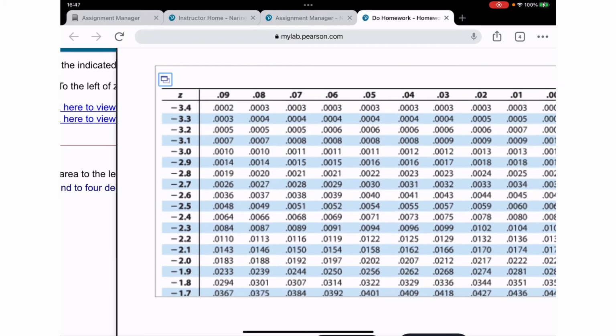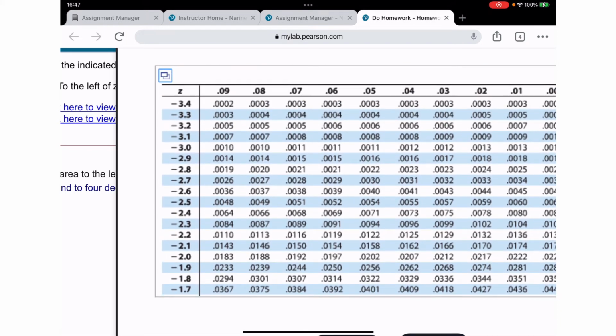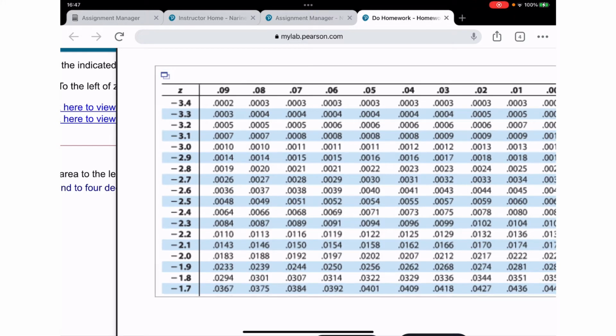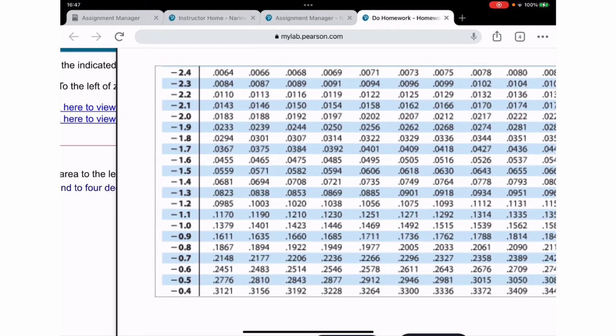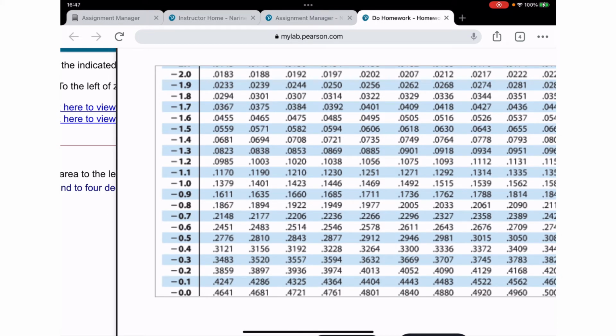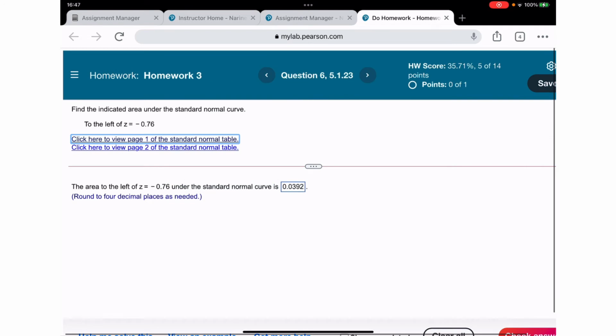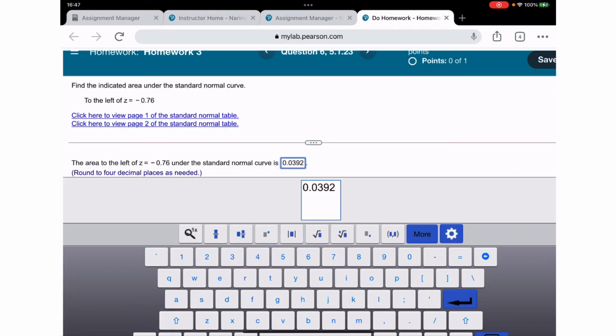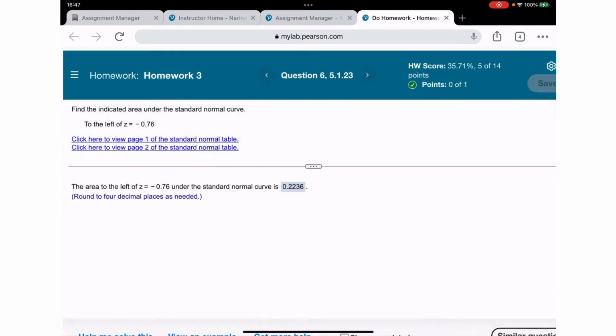0.7. Let's see, 6 in which position? Starting 0.09, 1, 8 is 2, 7 is 3, fourth column, right? So 0.7, and I'm going 1, 2, 3, fourth column. So it's going to be 0.2236. Okay, good job. Moving to next one.